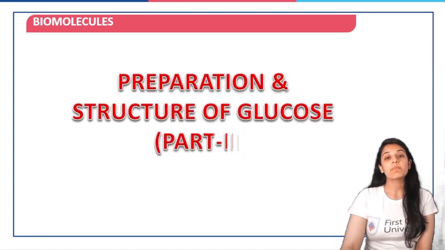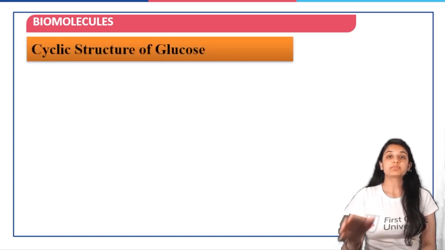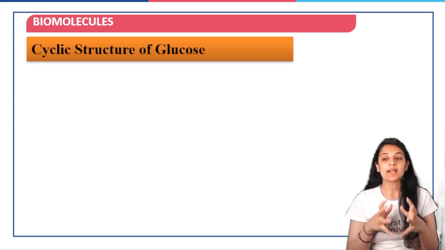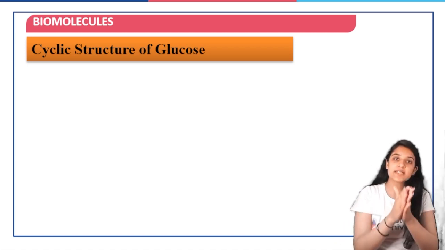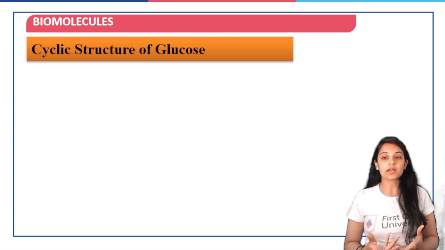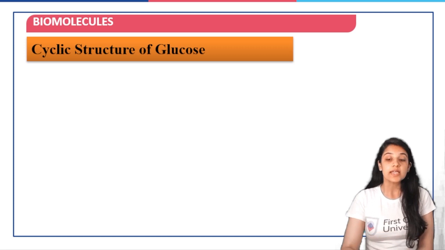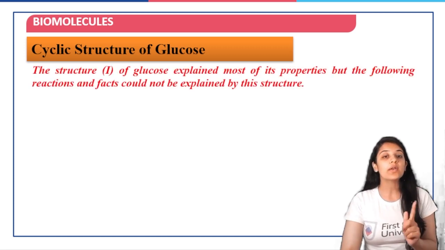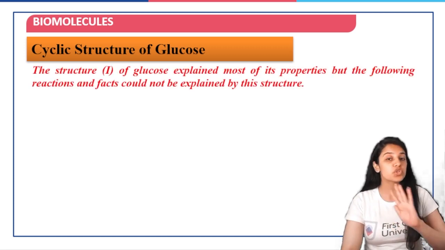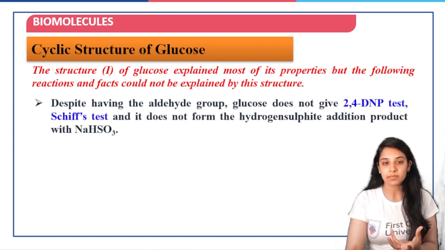Next, we move on to part 3 of preparation and structure of glucose. Now, glucose has got a cyclic structure. Now, you will say we have just studied that it is a straight chain molecule and all the 6 carbon atoms are attached to each other in a straight chain. How come it has got a cyclic structure? Now here, the structure 1 of glucose explained most of its properties, but the following reactions and facts would not be explained by this structure.